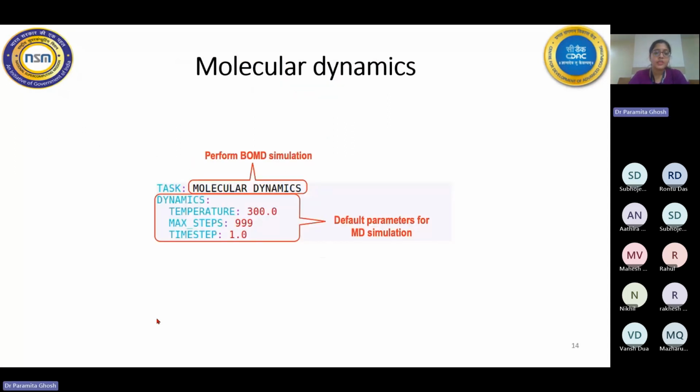Next, molecular dynamics. To perform molecular dynamics, you have to mention the task as molecular underscore dynamics. For dynamics, we need some more keywords, like temperature, maximum step, and time step. Temperature is always expressed in Kelvin unit in the software. And the time step here is 1 femtosecond. So these are the default values. Again, if the user wants, they can use their own values according to their choice.